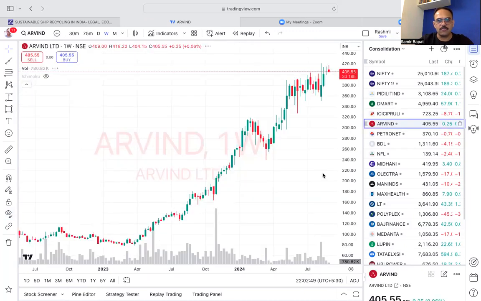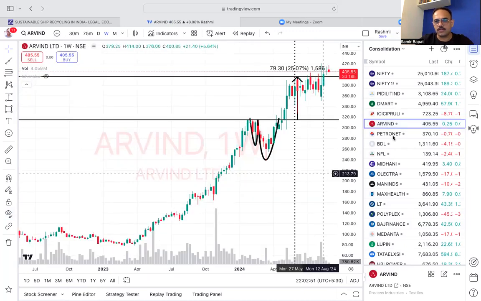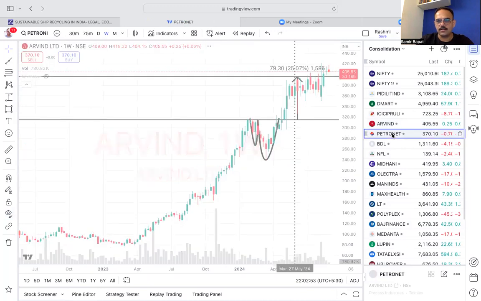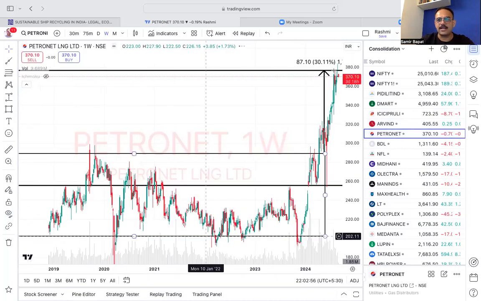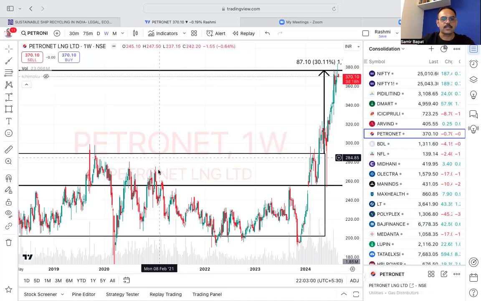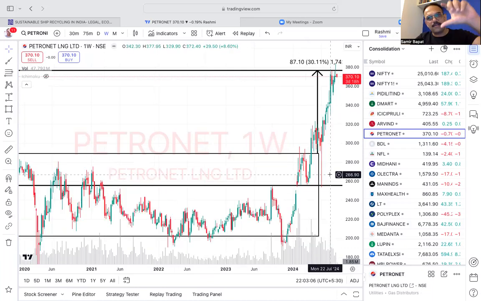Arvind, what we have here, okay, this is not there, Petronet. Again, this is a rectangle. The rectangle reached the target. So this is done. Closure, we consider the closure. For drawing a triangle, we have to consider the high.